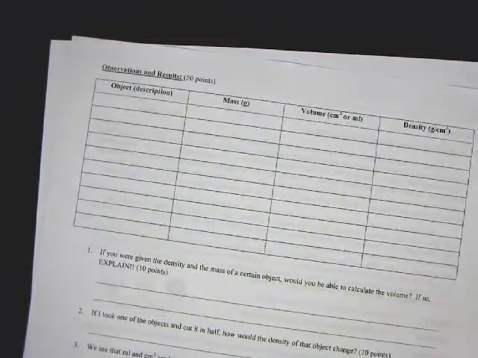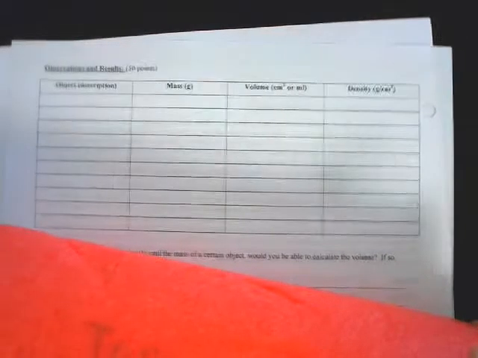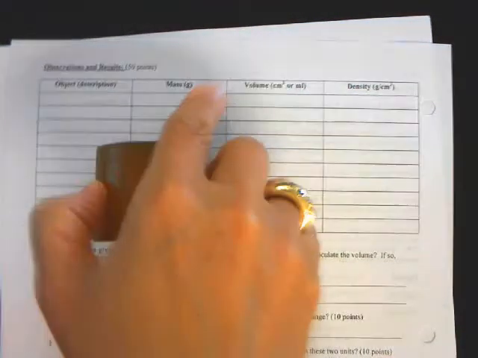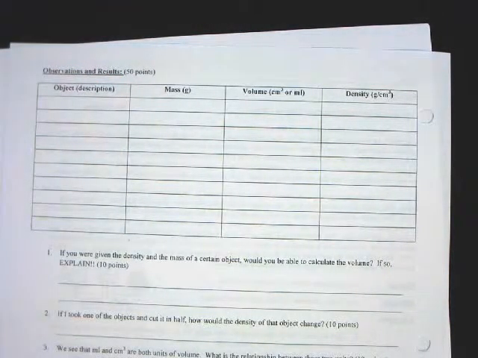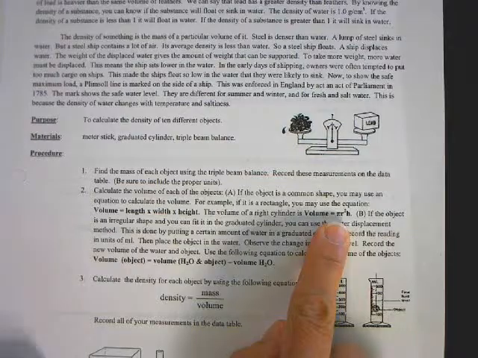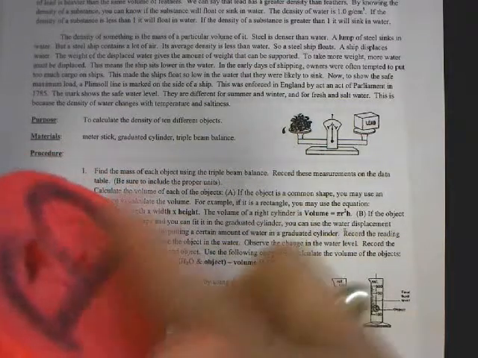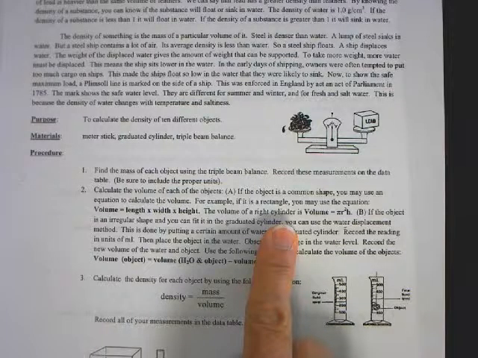Now I have some objects like this. That's a fun noodle. I don't know why people poked holes in it. And then I have other objects like this. For these two, these are right cylinders, so we're going to use the equation for a right cylinder. Volume is equal to pi r squared, which is the area of a circle, times the height. That gives us the volume of the cylinder.